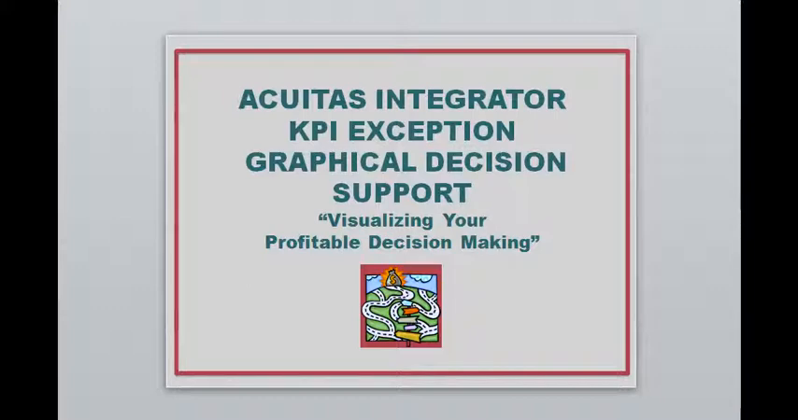This best practice process can help you decide if you want to run additional what-if simulations to further refine your decisions about the project and which specific metrics to target in the next set of iterations. The upcoming video demonstrates how the Acuitas KPI Exception Graphical Decision Support module uses auto-generation of graphics and intelligent tables to help you more quickly and effectively refine your project decision-making.